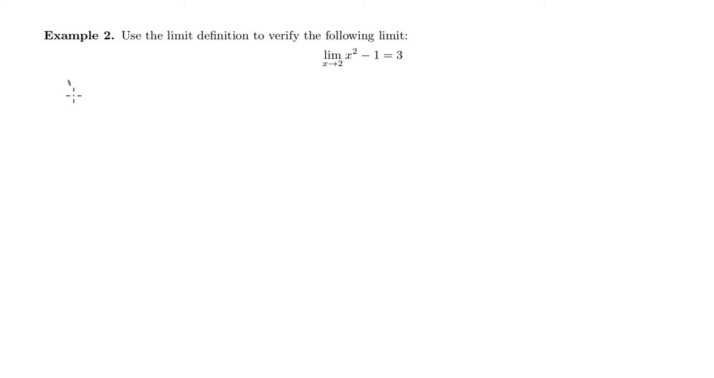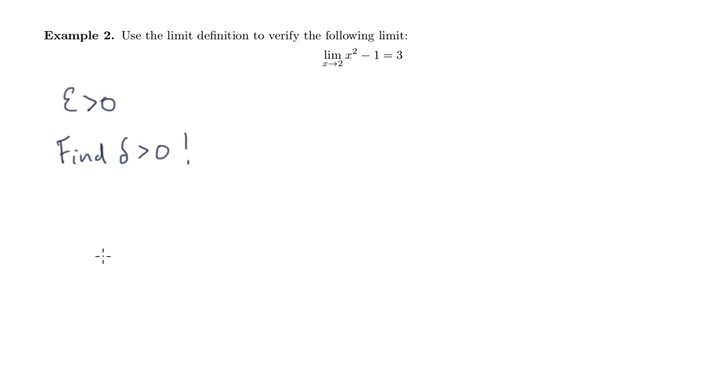Remember that epsilon is going to be given. So we're starting with some positive epsilon. And my job is to find delta such that, you know, everything holds. When I'm within delta of, in this case, 2, then f of x is going to be within epsilon of 3.